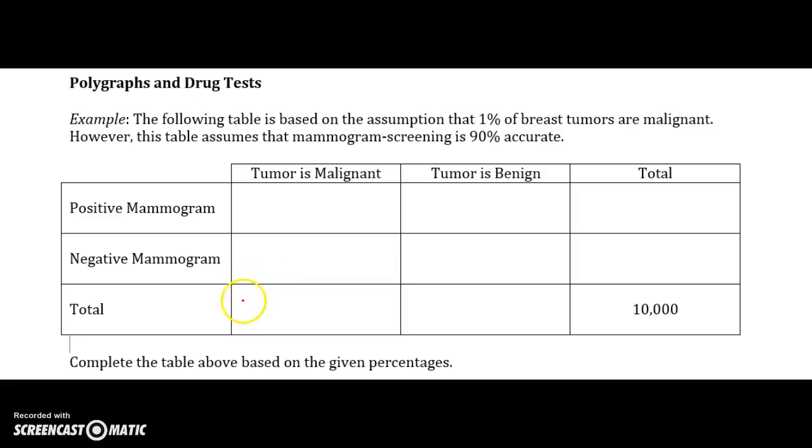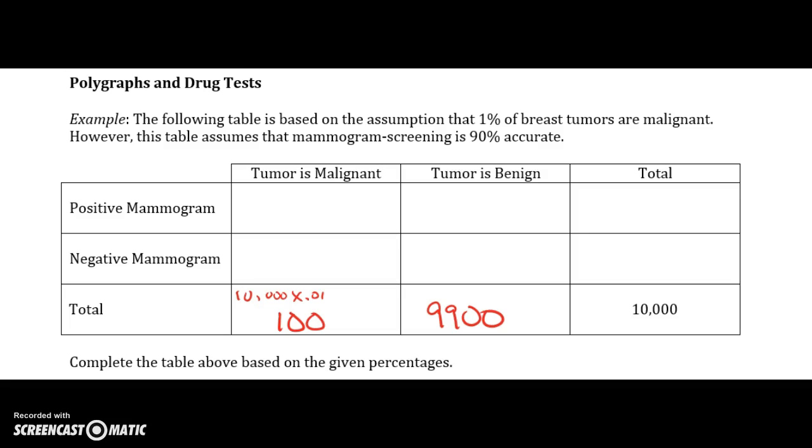So for our first box here under total, we know that this is going to be 10,000 people times 1%, or 0.01 as a decimal, and that comes out to be that 100 of the tumors will be malignant. Well, if 100 are malignant and 10,000 are detected, then by subtracting we can get 9,900 are benign. Benign means that it's not necessarily cancerous. We could have also found that by taking the 10,000 and multiplying it by the 99% of breast tumors that are not malignant, or they're benign.